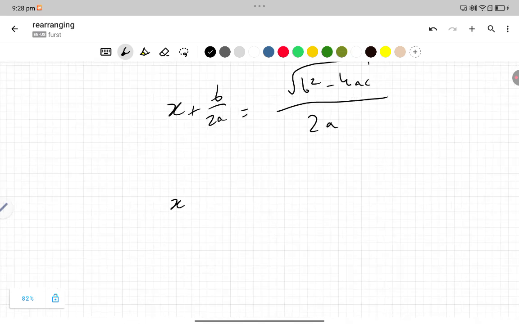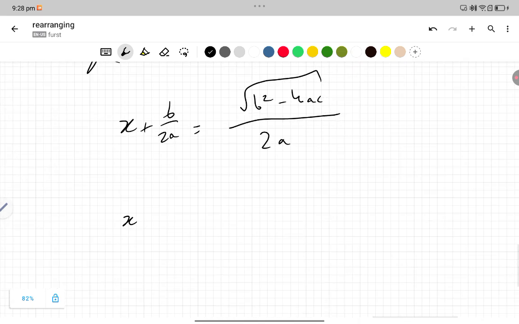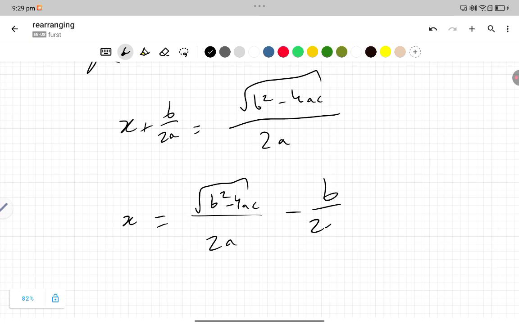We subtract the b over 2a from both sides. X is being added by b over 2a. The opposite of addition is subtraction. X equals root b squared minus 4ac over 2a minus b over 2a. And look, the denominator is shared, so we can just combine the fractions. So we have now the square root of b squared minus 4ac, minus b.